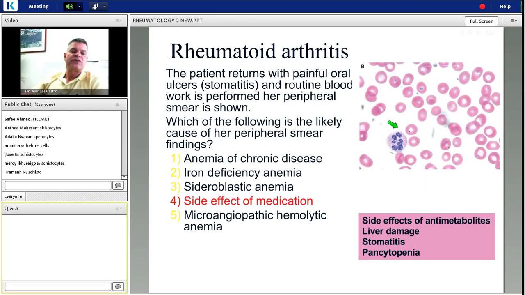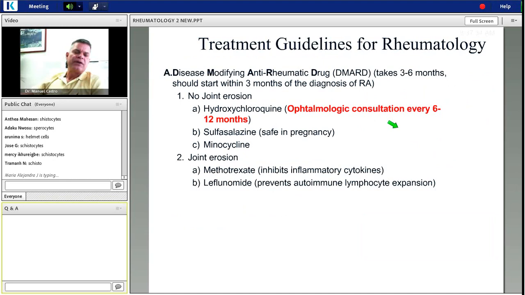So let's continue. It's once a year that you need to check an eye examination in patients. You can do it from 6 to 12 months, but once a year is fine. Now, treatment guidelines for rheumatology. Remember, disease-modifying anti-rheumatic drugs take about 3 to 6 months, and it should start within 3 months of the diagnosis of rheumatoid arthritis.